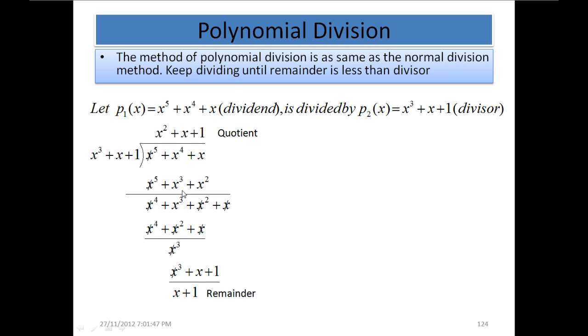Now I have this x raised to the power 3, so I simply multiply the divisor by 1. Multiplying by 1 means the whole term is written as it is, x raised to the power 3 plus x plus 1. So x raised to the power 3 is cancelled by this one, so the remainder is x plus 1, and the quotient is x square plus x plus 1. This is how we do the division.